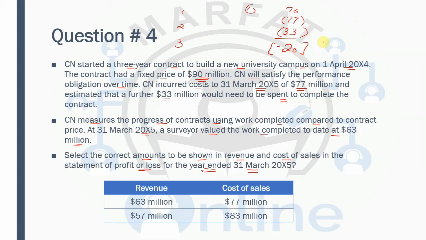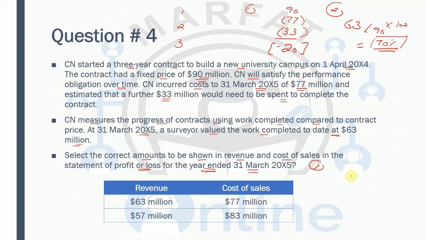Now we need to measure the stage of completion. The work certified method should be used, which is 63 million is the work certified, and 90 million is the contract price, multiplied by 100. What we get: 63 divided by 90 into 100. So that is 70%. The contract has been completed 70%.